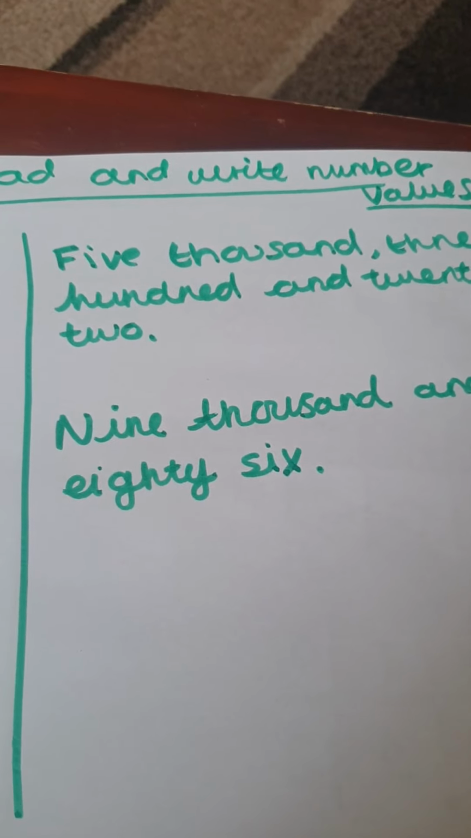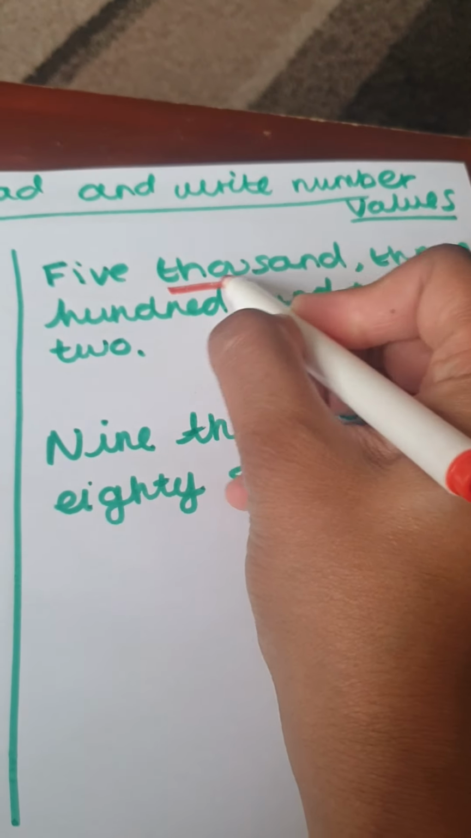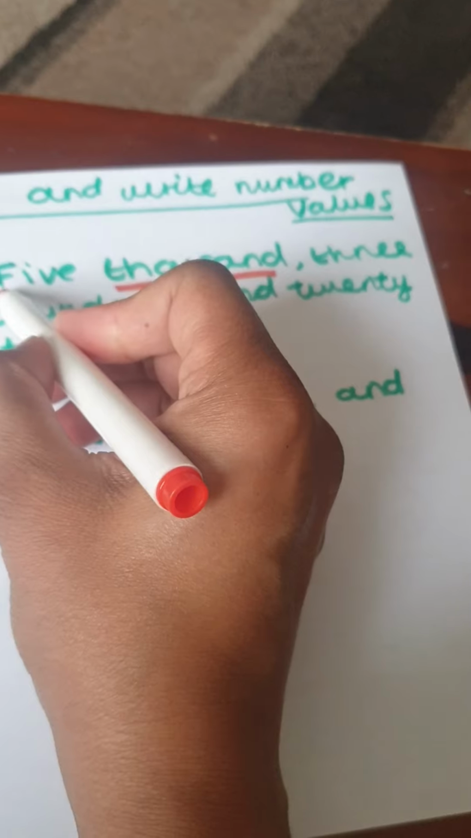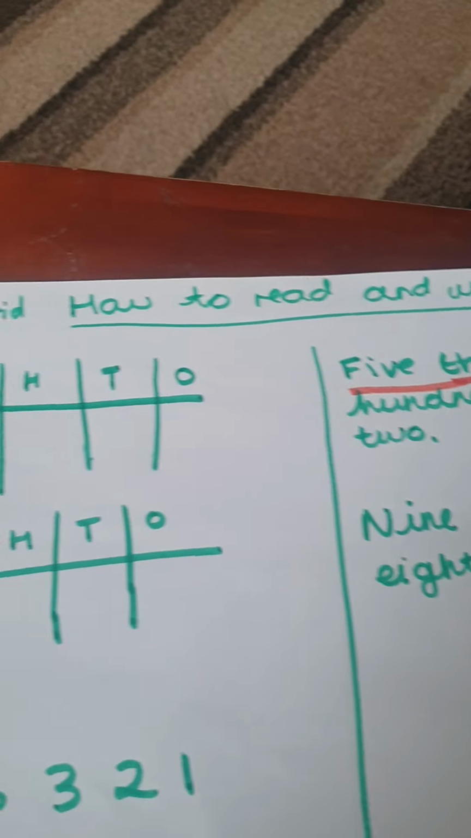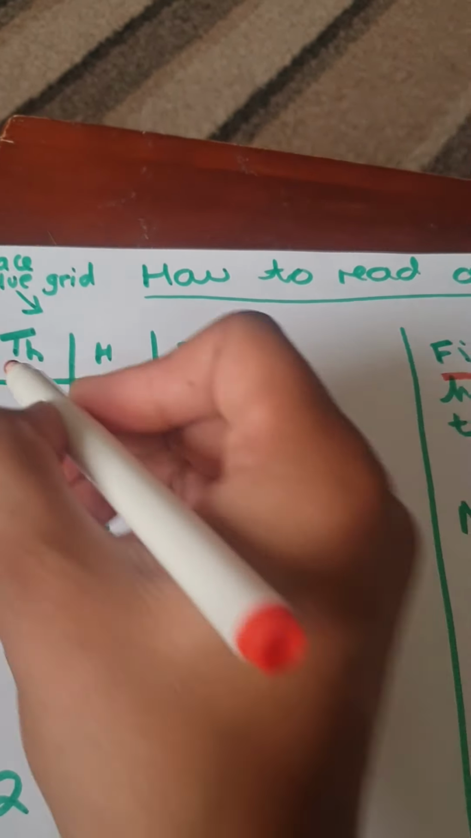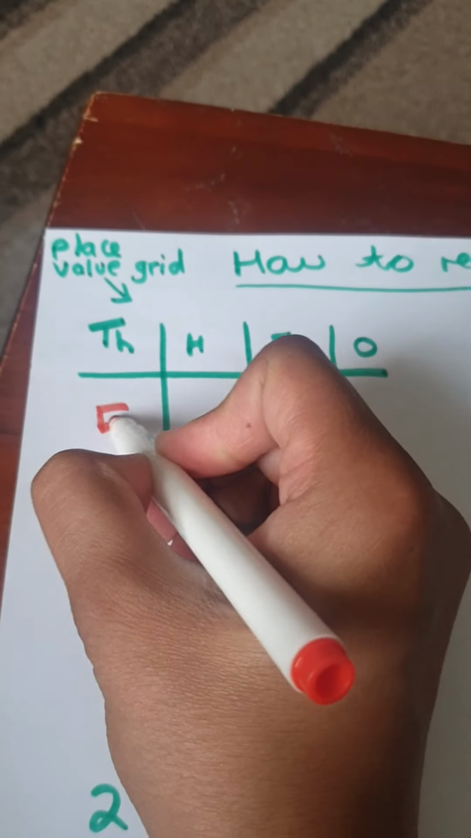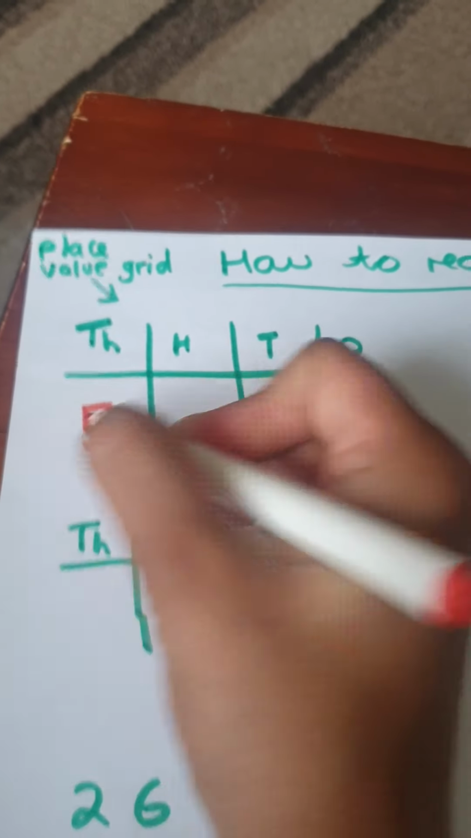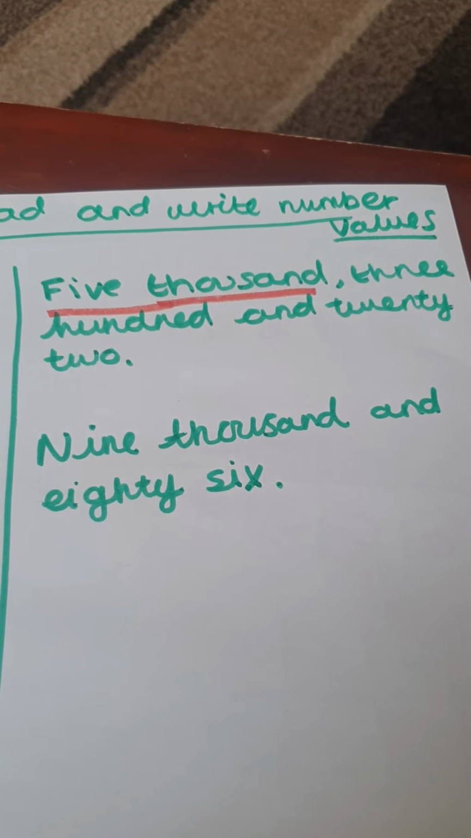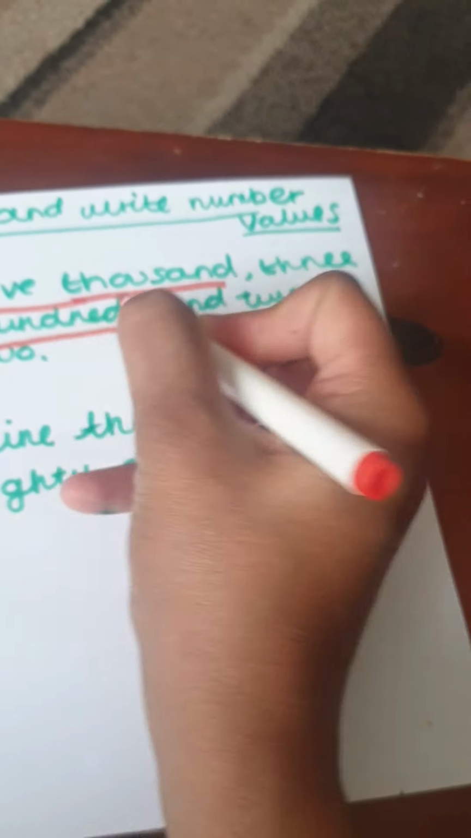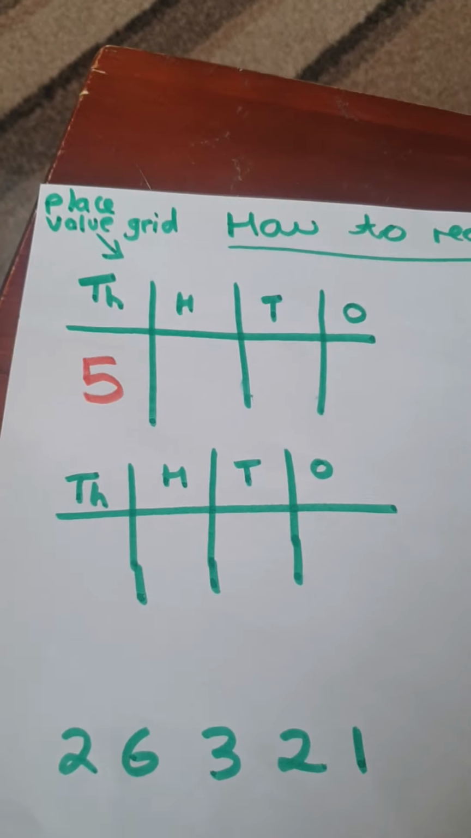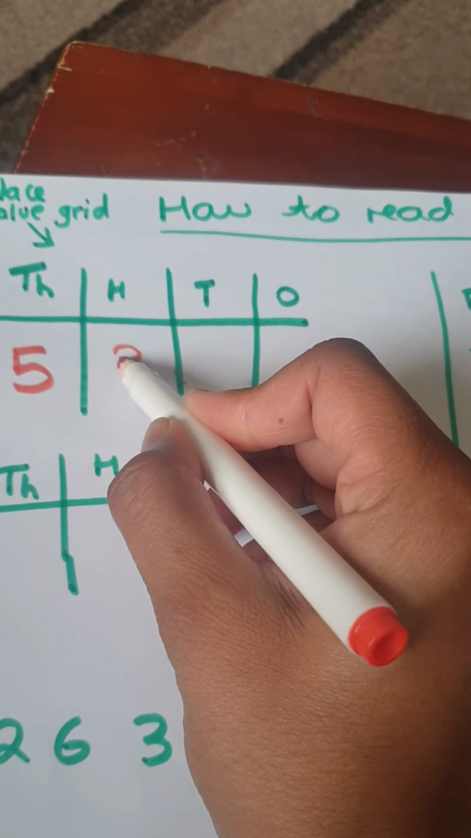5,322. I need to know how many thousands there are, so I'm going to underline the word thousand. And what do we have before that? 5,000. So I'm going to move over to my place value grid and place 5 in the thousands column. Then I'm going to finish off reading the rest of the statement. 322. So next thing I'm going to look at is my hundreds. How many hundreds do I have? I have 300. So I'm going to move over to my place value grid, and in my hundreds I will write 3.